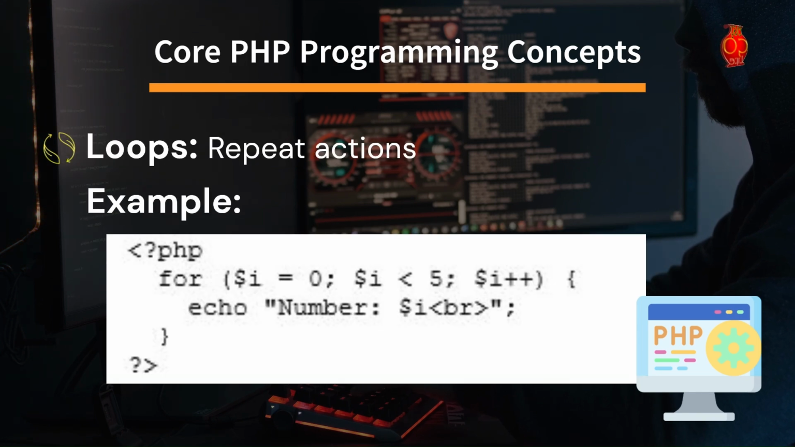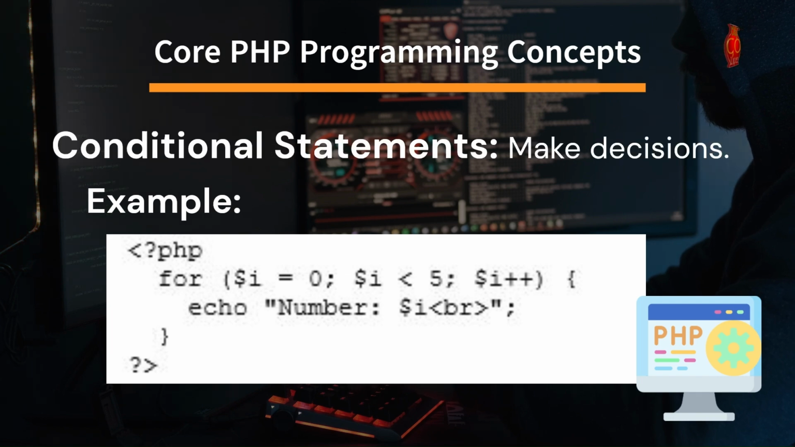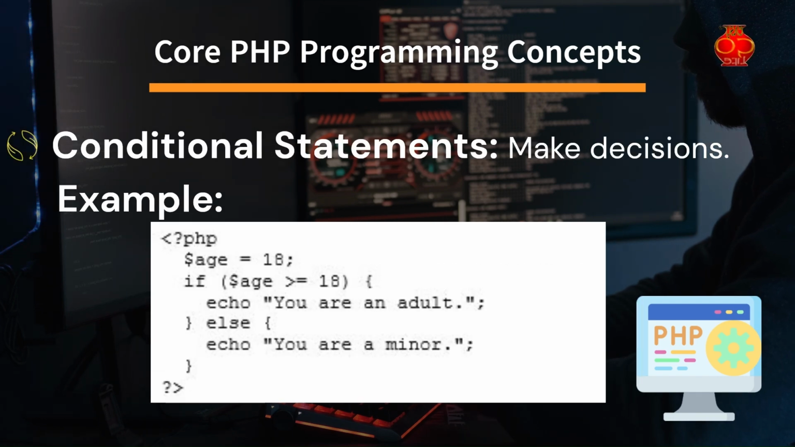Loops, used to repeat actions. This loop prints numbers 0 to 4. Conditional statements, used to make decisions. This checks if $age is 18 or more and prints a message accordingly.